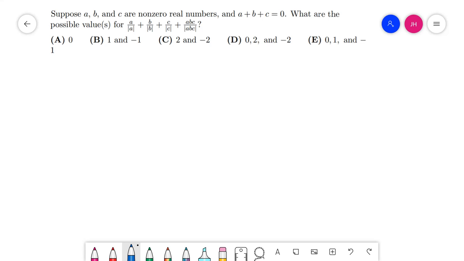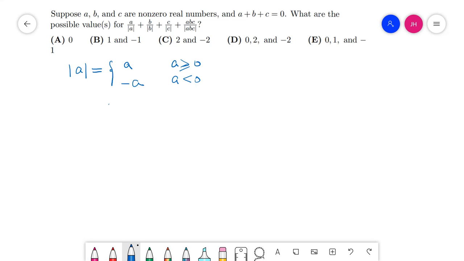So all we need to know is some basic properties of the absolute values. By definition, we know that the absolute value of a number equals either the number itself, in here a is supposed to be a real number, so it equals either itself when a is greater than 0, or minus a when a is less than 0. Or here can be greater or equal to 0.